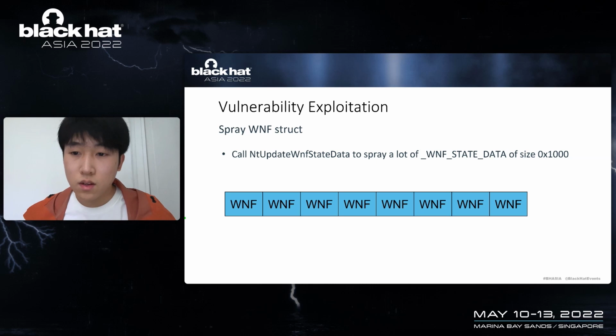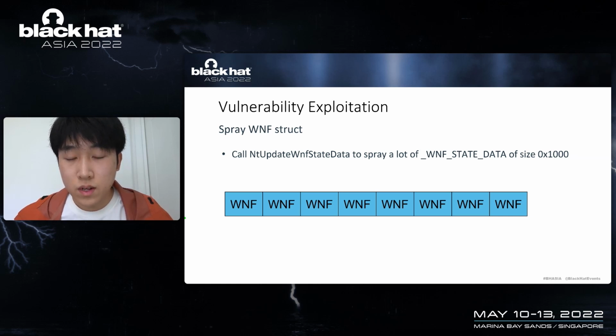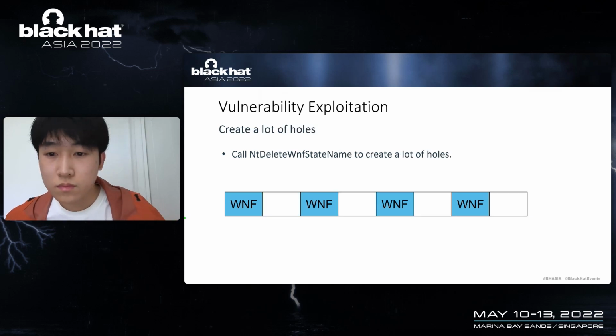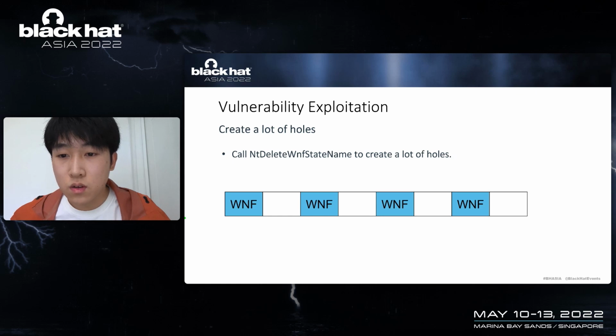Hello everyone. Let me introduce how to combine WNF and ALPC, and finally achieve privilege escalation. First, we can call NtUpdateWnfStateData to spray a lot of 0x1000 WNF structures, and then make sure they are allocated in memory. Then we need to call the NtDeleteWnfStateName function, creating a lot of memory holes.